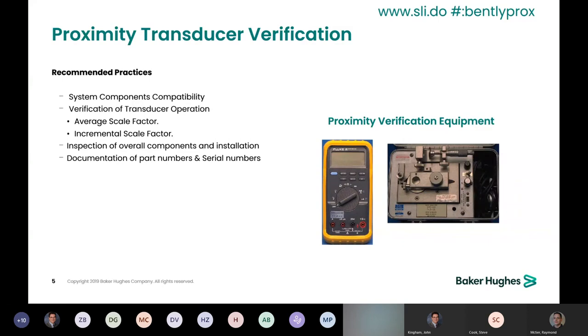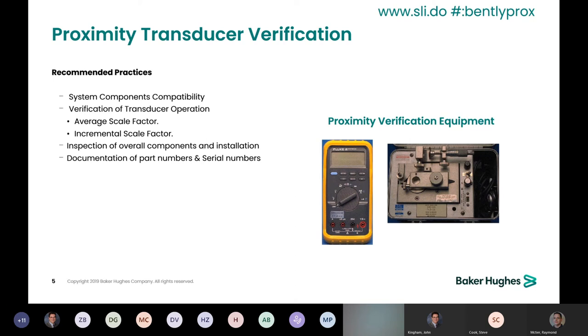The first step for verifying a proximity transducer system is to measure the resistance of the extension cable and the probe. This verifies proper continuity of the probe and cable. Then we proceed to create a graph and document the output voltage of the system from 10 mils to 90 mils. With these numbers, we can calculate the average scale factor and incremental scale factor, which are the two main factors to evaluate your proximity transducer operation.